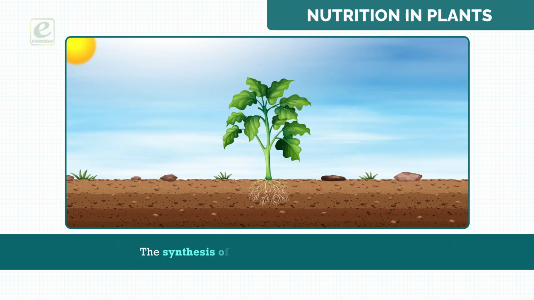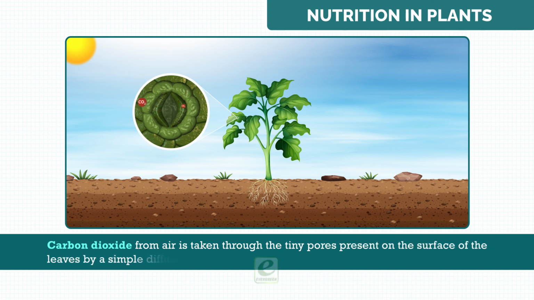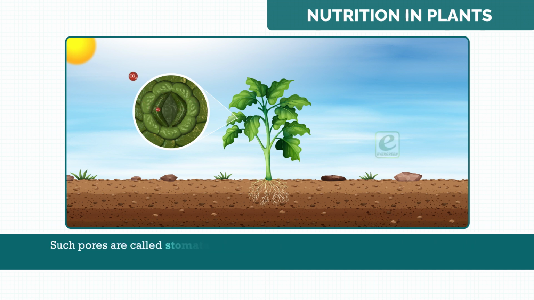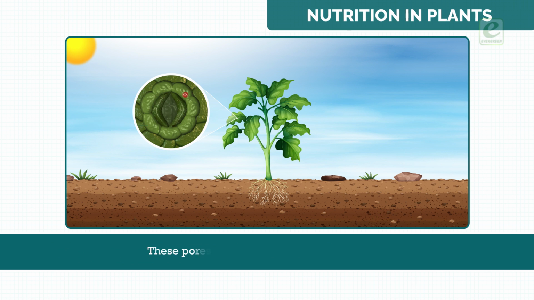The synthesis of food in plants occurs in leaves. Carbon dioxide from air is taken through the tiny pores present on the surface of the leaves by a simple diffusion process. Such pores are called stomata, which are present on the surface of leaves and other aerial parts of the plants. These pores are surrounded by guard cells.